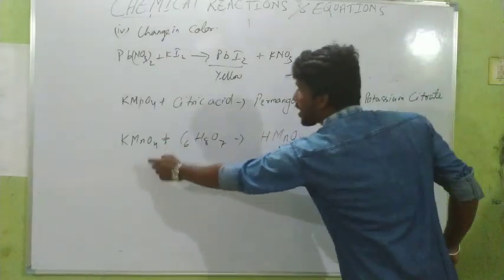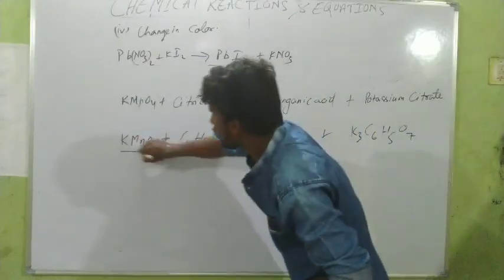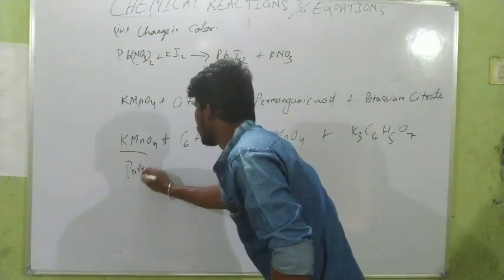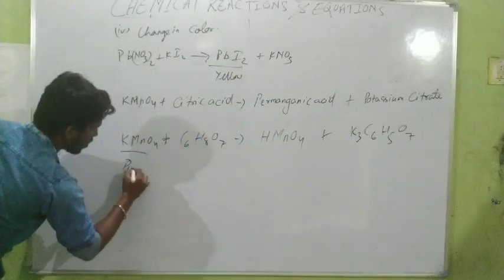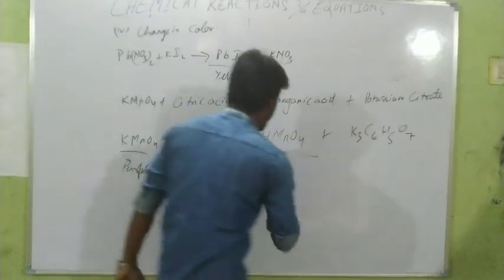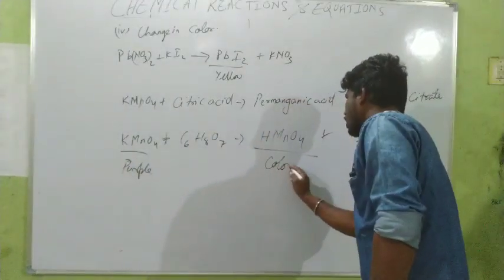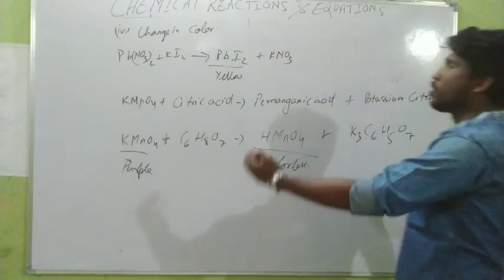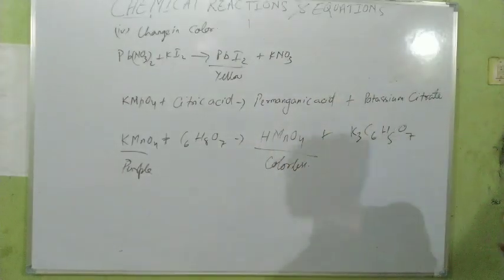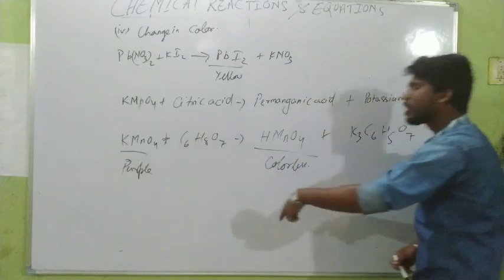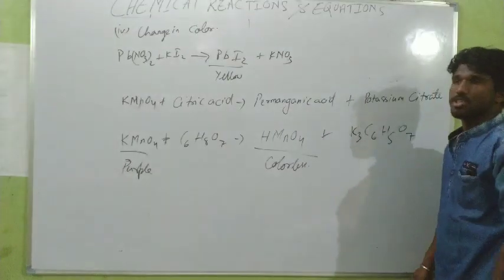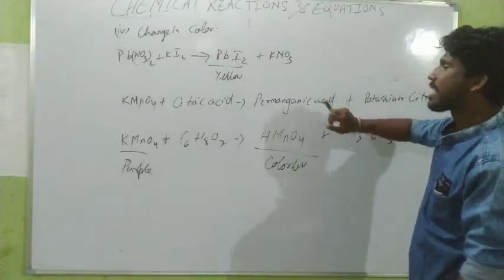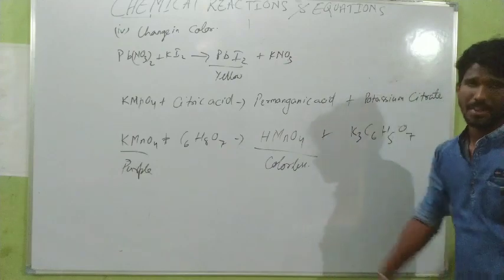Potassium permanganate is purple in color. This turns into colorless. So here is the chemical change taking place, where the purple color is changing into colorless. So this can be an example of a chemical reaction.